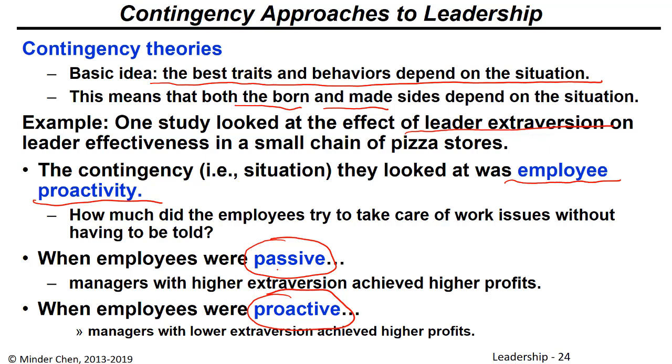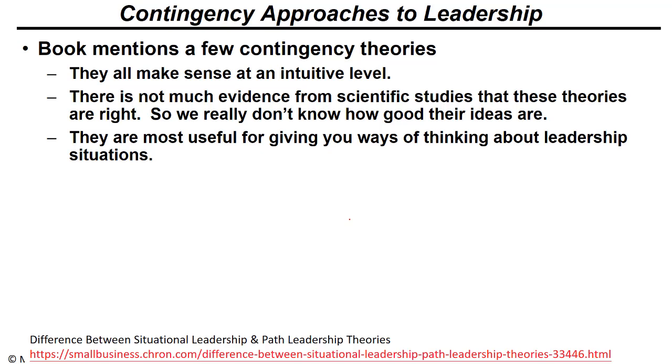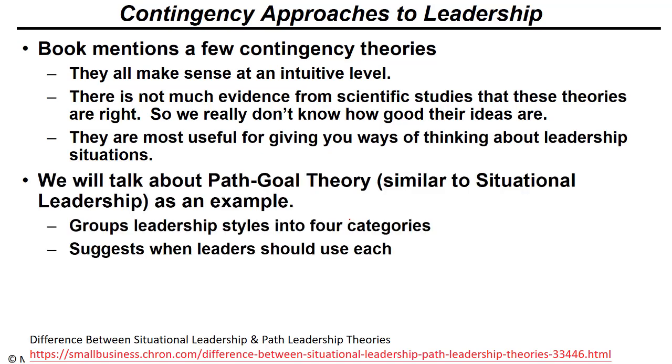So this one study showed that in terms of leadership style, or personality, in this case a trait, how effective the leader's traits are depends on the members' or subordinates' behavior, whether it's passive or active. So there are just a few contingency theories being mentioned, including Fiedler's.